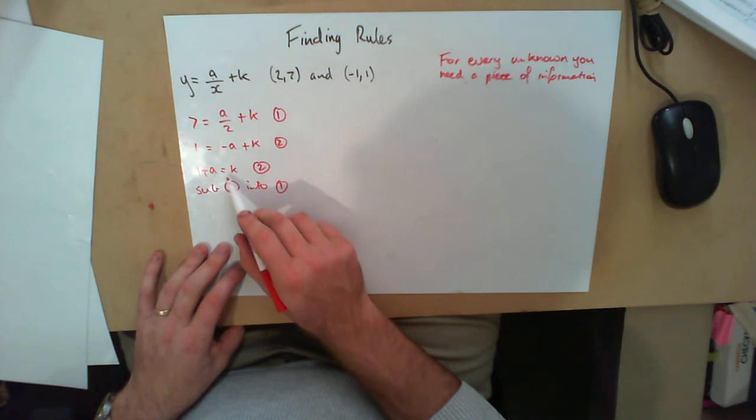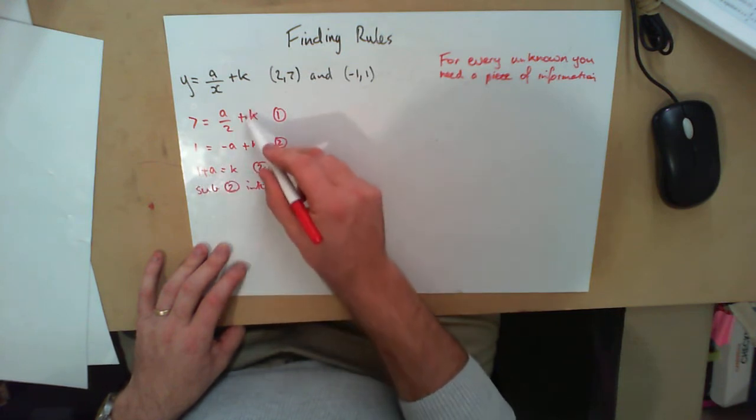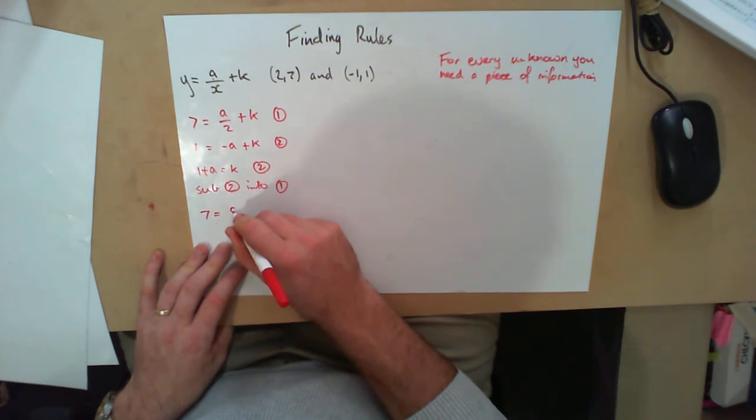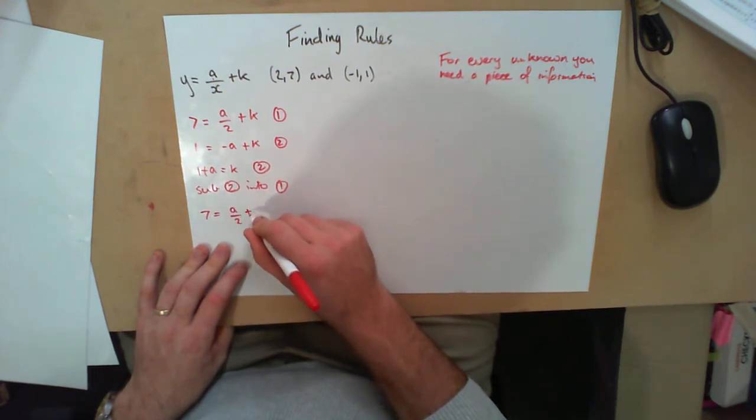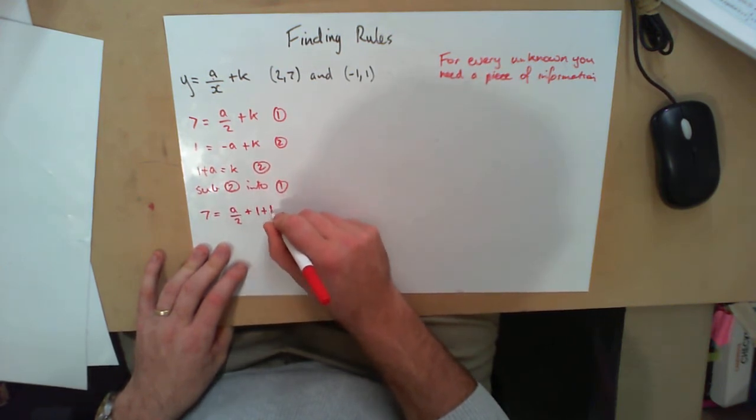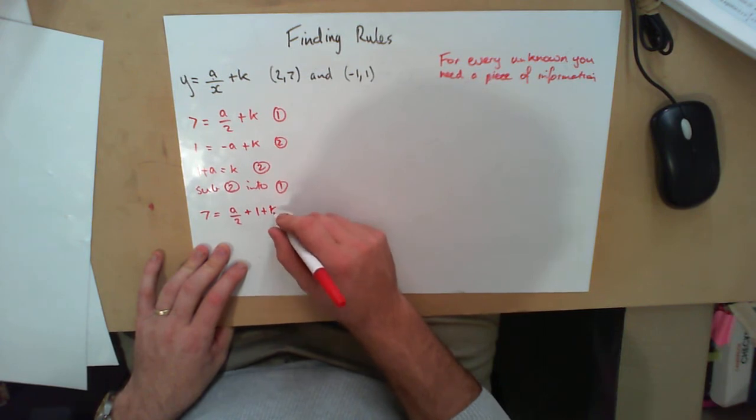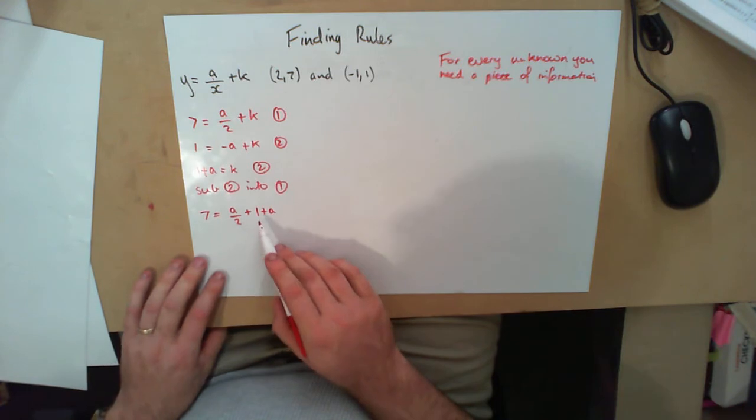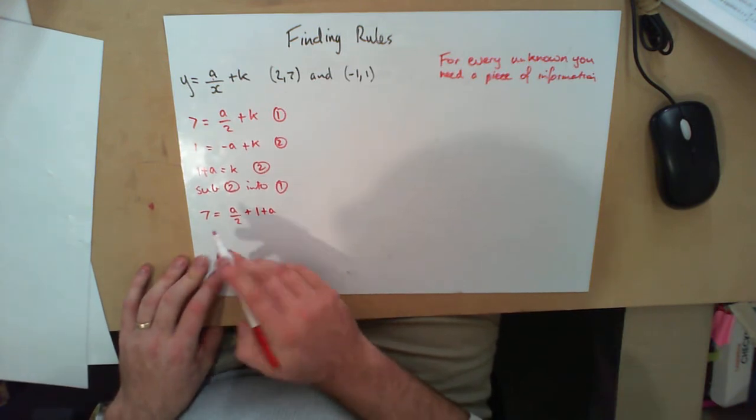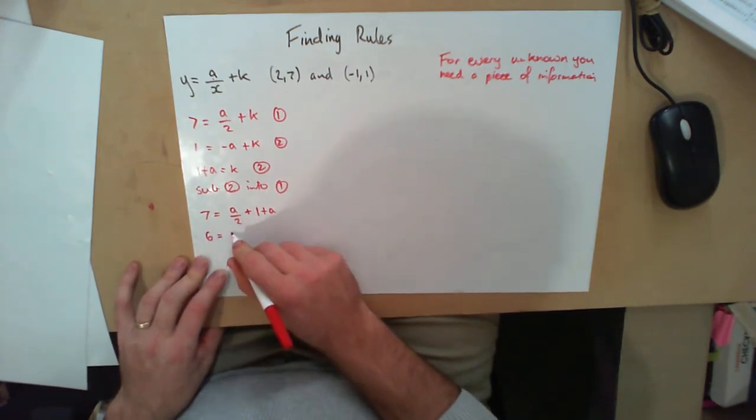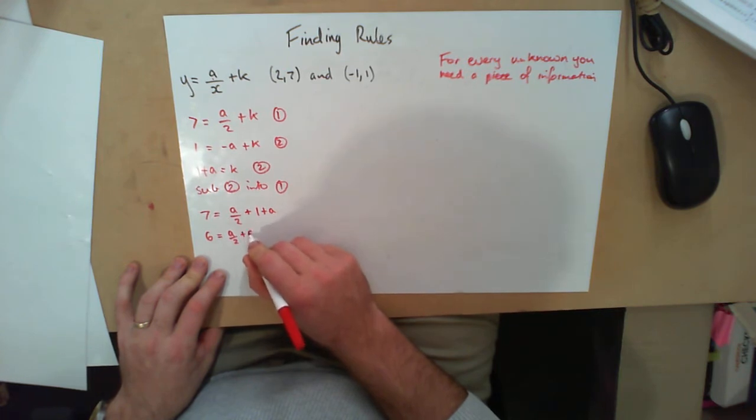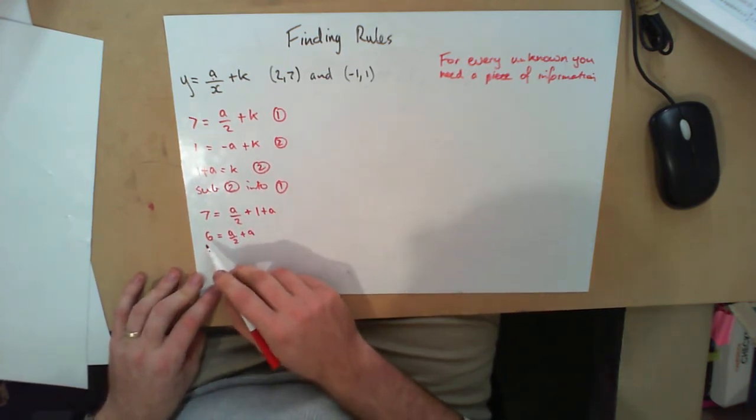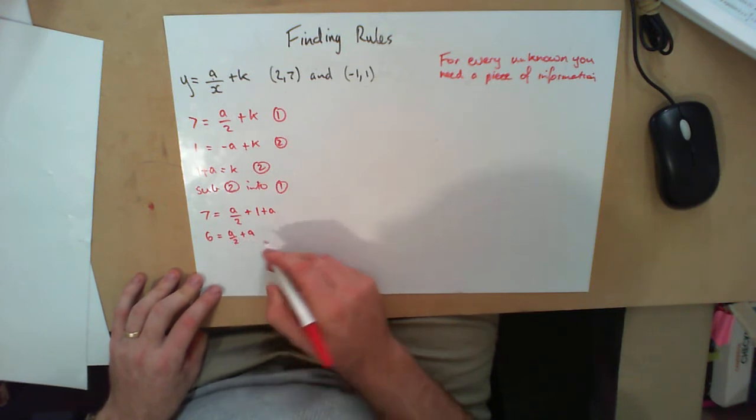Because I know that k equals 1 plus a, I'm going to replace my k with 1 plus a. So I'm going to say I've got 7 equals a on 2 plus 1 plus a. Sorry, I'm replacing k. I'm going to take my 1 away over here, and so I've got 6 equals a on 2 plus a. I'm going to times everything by 2, because we don't like the fractions on the bottom here.